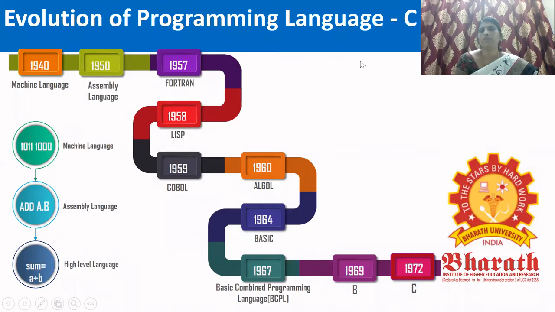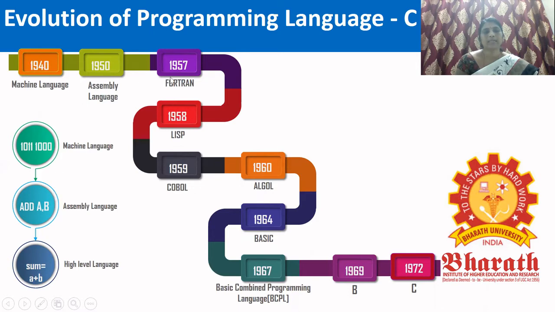Let's see the evolution of programming language C. In 1940, the machine language came into existence. The machine language is nothing but zeros and ones. It is understood easily by the computer but is difficult for humans. Next, in 1950, the assembly language came into existence. The assembly language consists of mnemonics, certain codes and certain words.